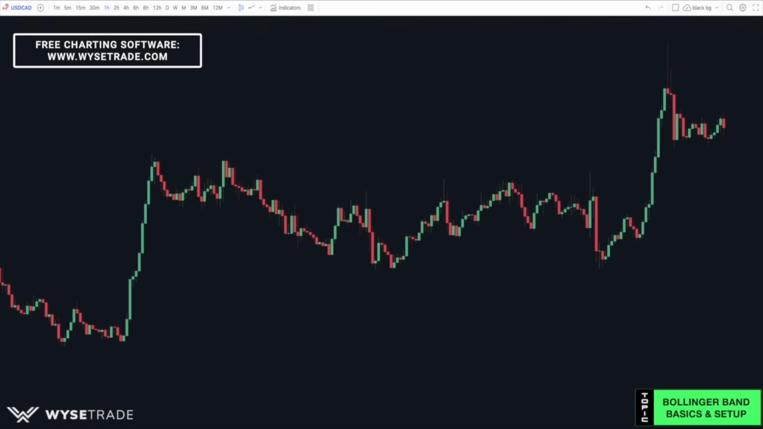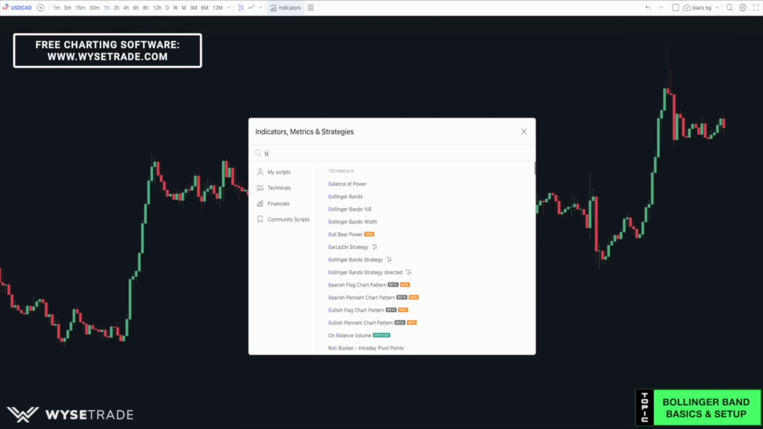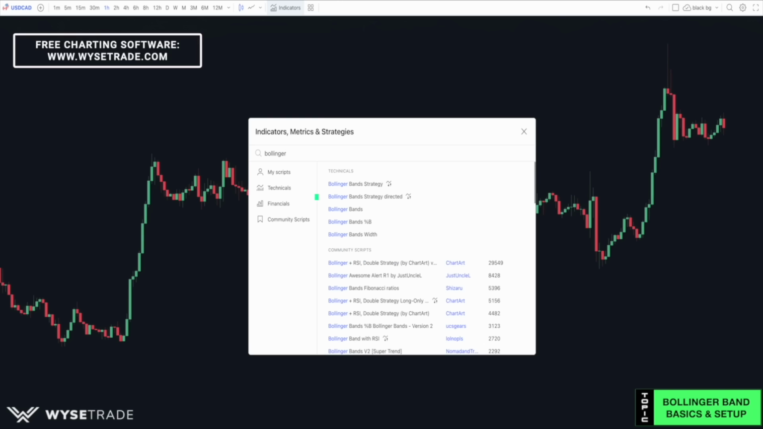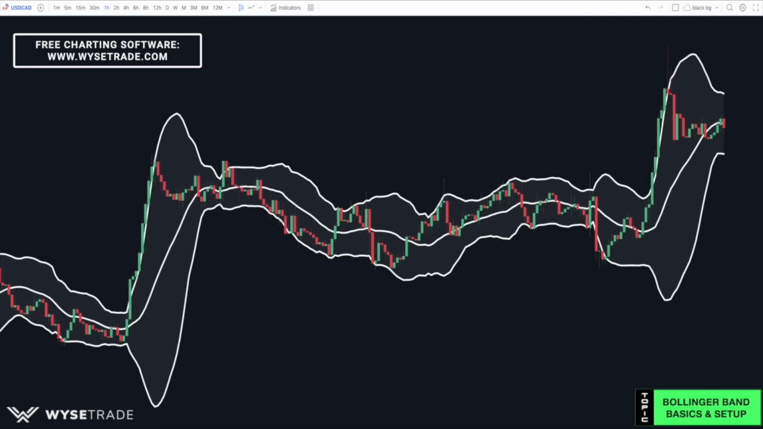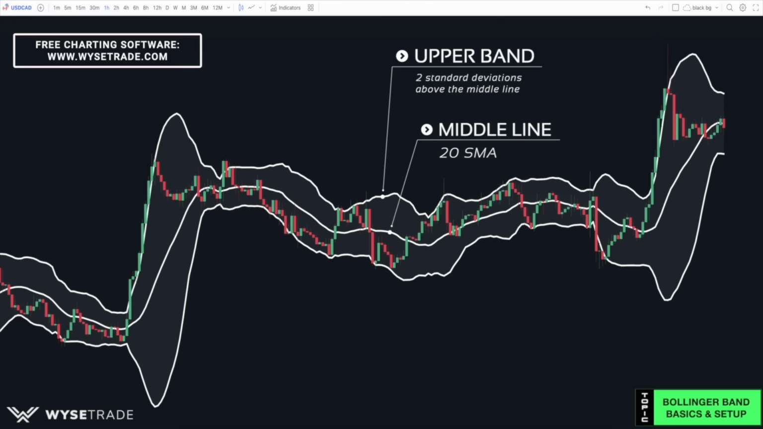So to access the Bollinger Band indicator, find your indicators, type in Bollinger, select the indicator, and it will appear as an overlay on top of your charts. Leave the settings as the default, which is the middle line being a 20-period moving average, the upper band being 2 standard deviations above the middle line, and the lower band being 2 standard deviations below the middle line.